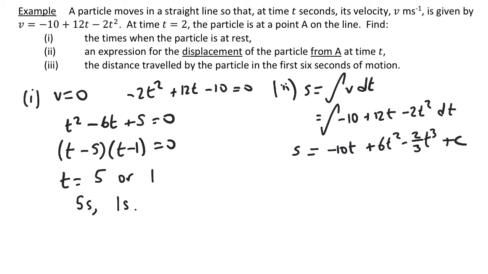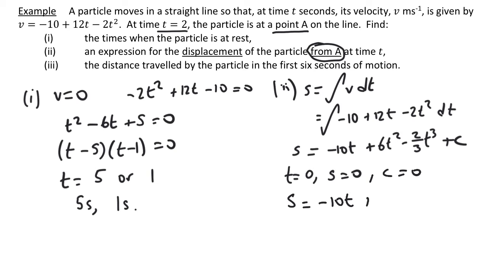We're told when t equals 2, the particle is at point A. And because we're asked for the expression from A, that means when t equals 0, s equals 0. And if we were to put those in, we would get 0 equals minus 10 times 0 plus 6 times 0 squared minus 2/3 times 0 cubed. So we'd get 0 plus 0 plus c. So that means that c must also equal 0. So s equals minus 10t plus 6t squared minus 2/3 t cubed.